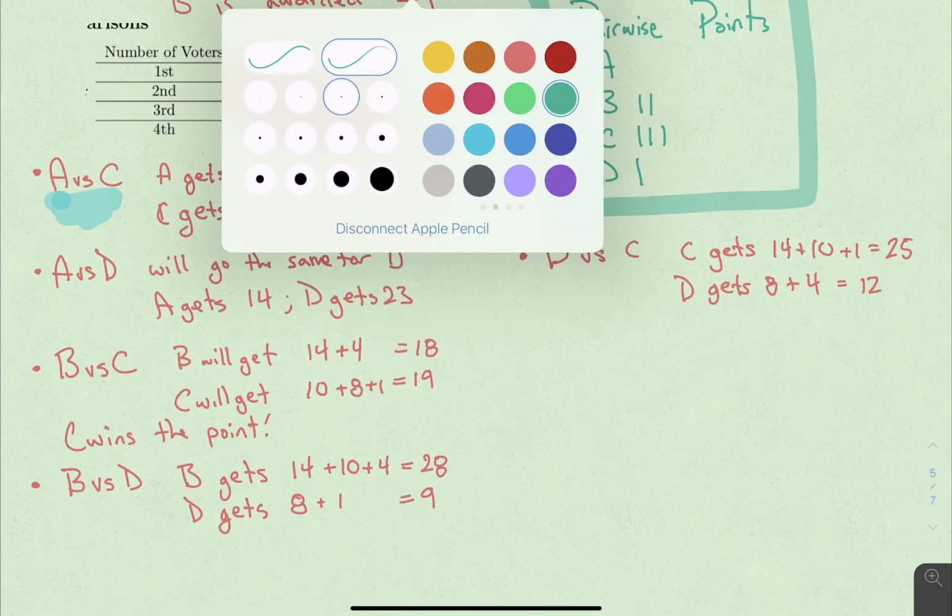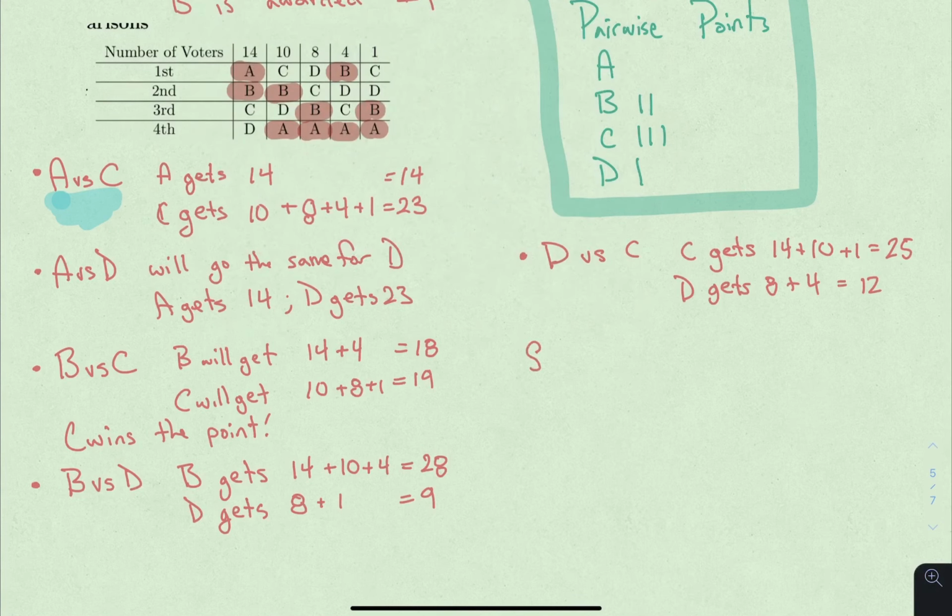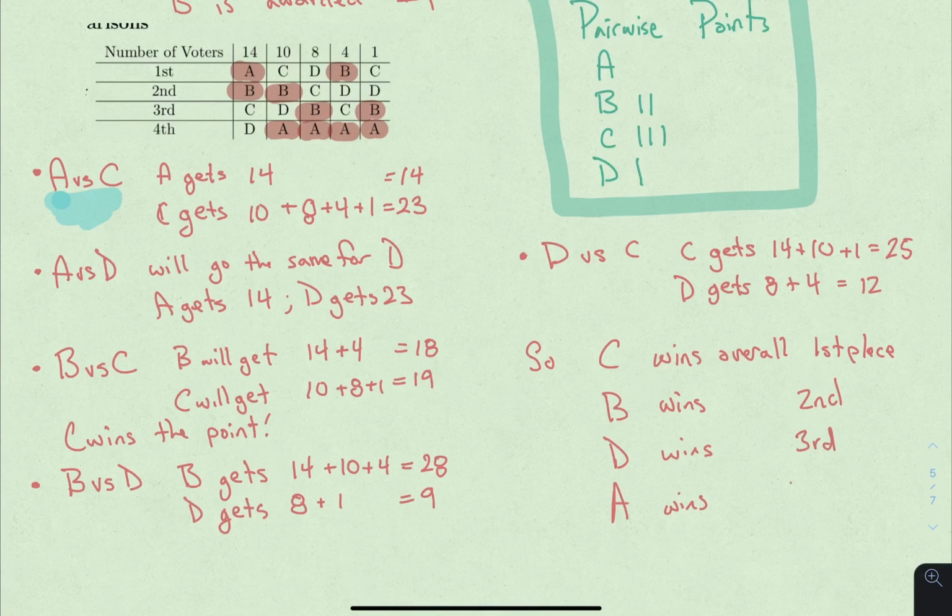And we also can view our full ranking from here. So C wins the big one. C wins overall. First place. B wins second. D wins third. And A wins fourth. We're producing this ranking from the number of pairwise points. C has the most, B has the second, D is the third, and A doesn't have any. So that's how the pairwise comparison method goes out.